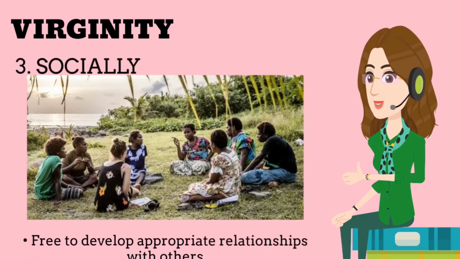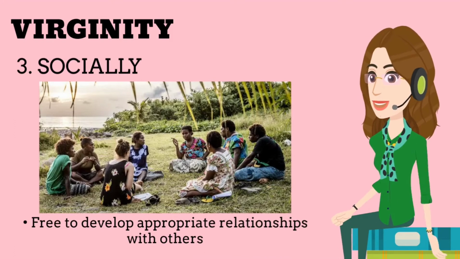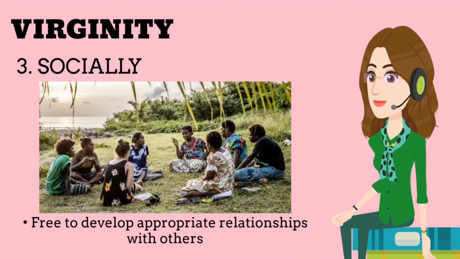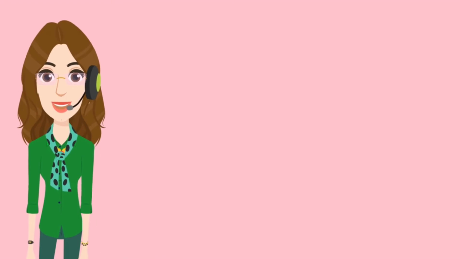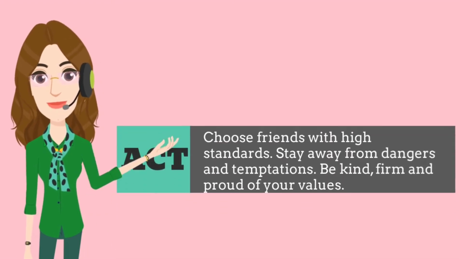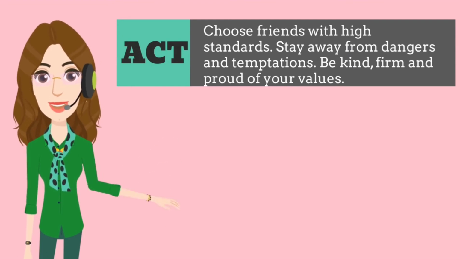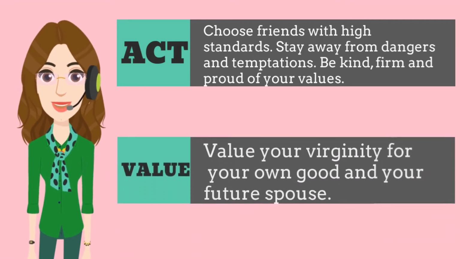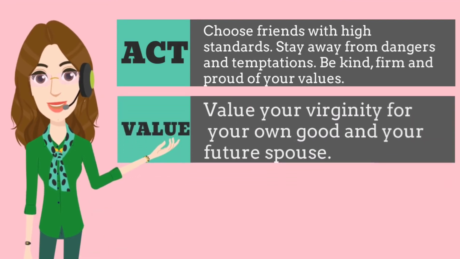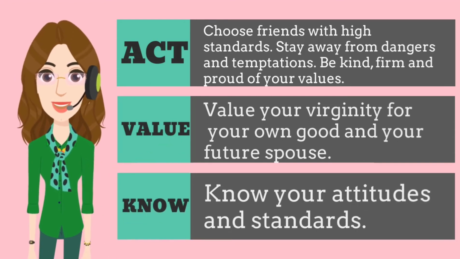And the last aspect to consider for remaining a virgin is socially. It is free to develop appropriate relationships with others. Now, how does one stay a virgin? You must consider these 3 attitudes to stay a virgin. First is act. Choose friends with high standards. Stay away from dangers and temptations. Be kind, firm, and proud of your values. Next is value. Value your virginity for your own good and your future spouse. And last is know. Know your attitudes and standards.